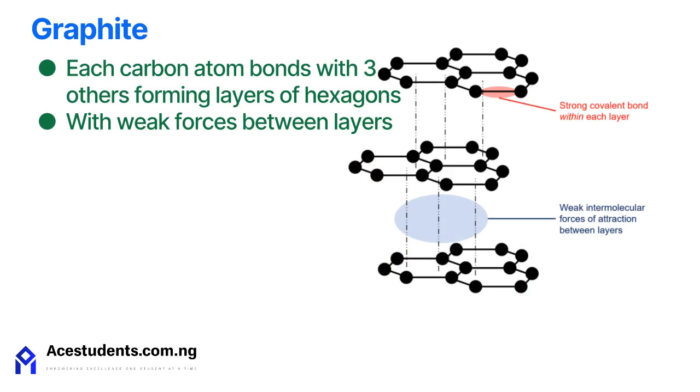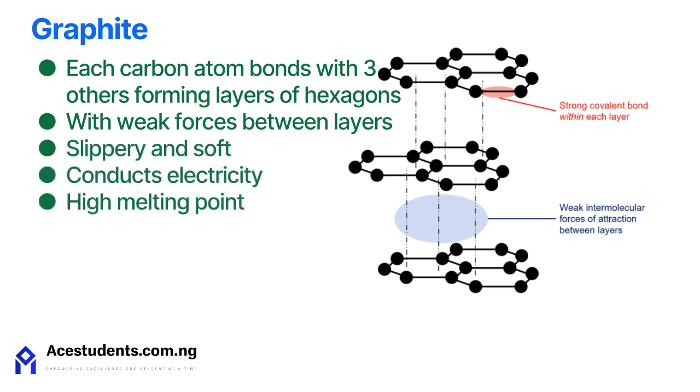Let's take a look at graphite. Graphite is different. Each carbon atom forms 3 bonds, leaving 1 free electron. The atoms form flat layers of hexagons. These layers are held together by weak forces.